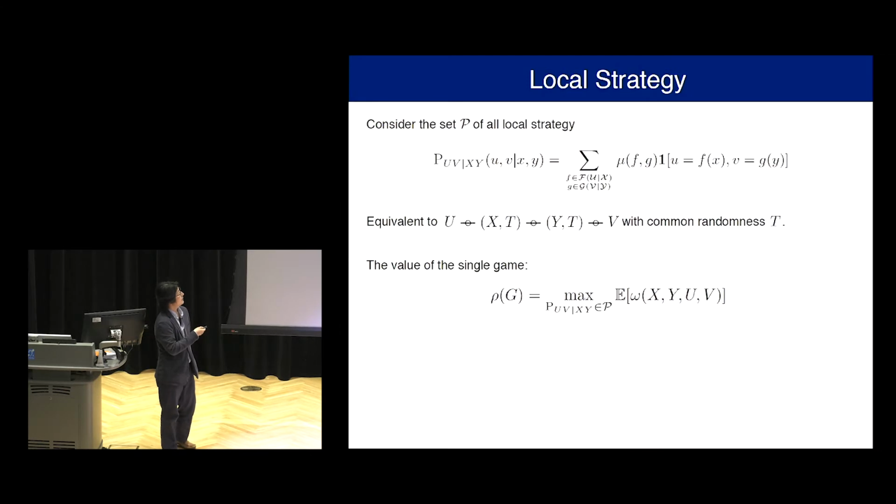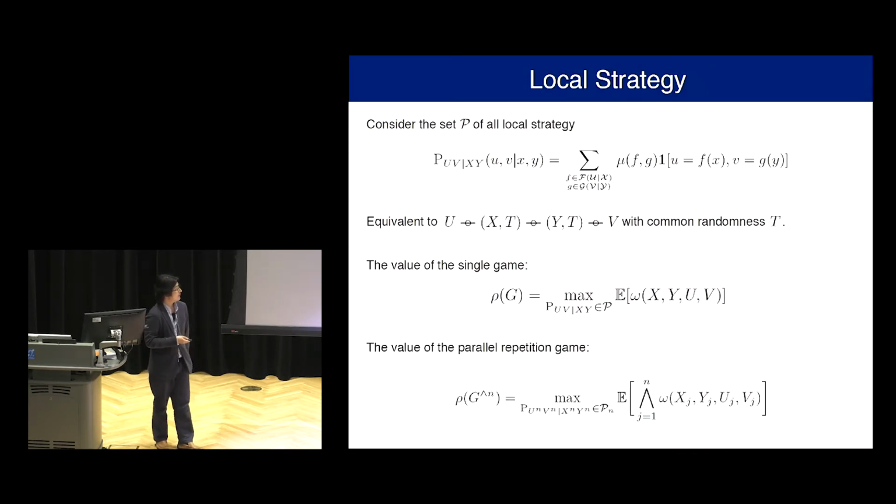Then we can define the value of a single game by taking the winning probability of the provers maximized over all local strategies. Similarly, we can define the value of the n-repetition game by taking the winning probability of the n-repetition game maximized over n-letter local strategies. And the parallel repetition theorem is a claim about the behavior of this value for the n-repetition game.